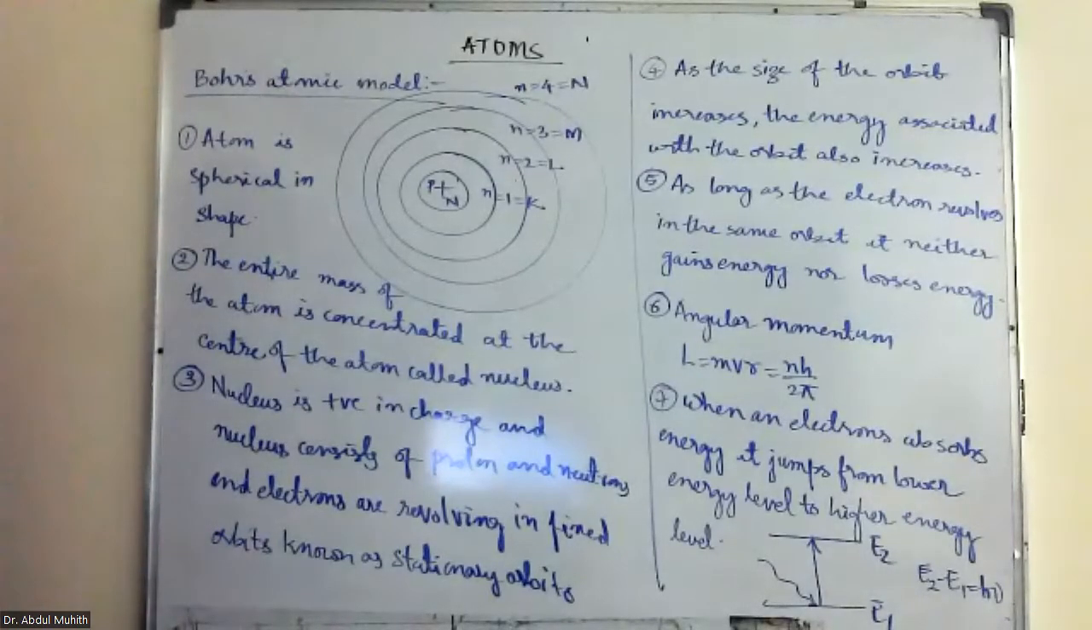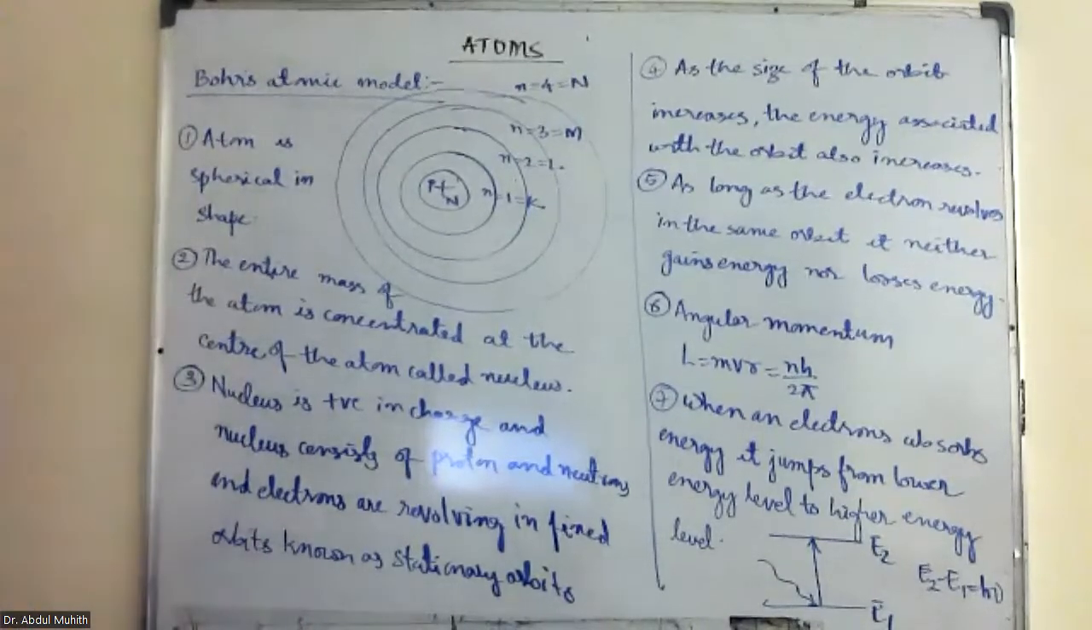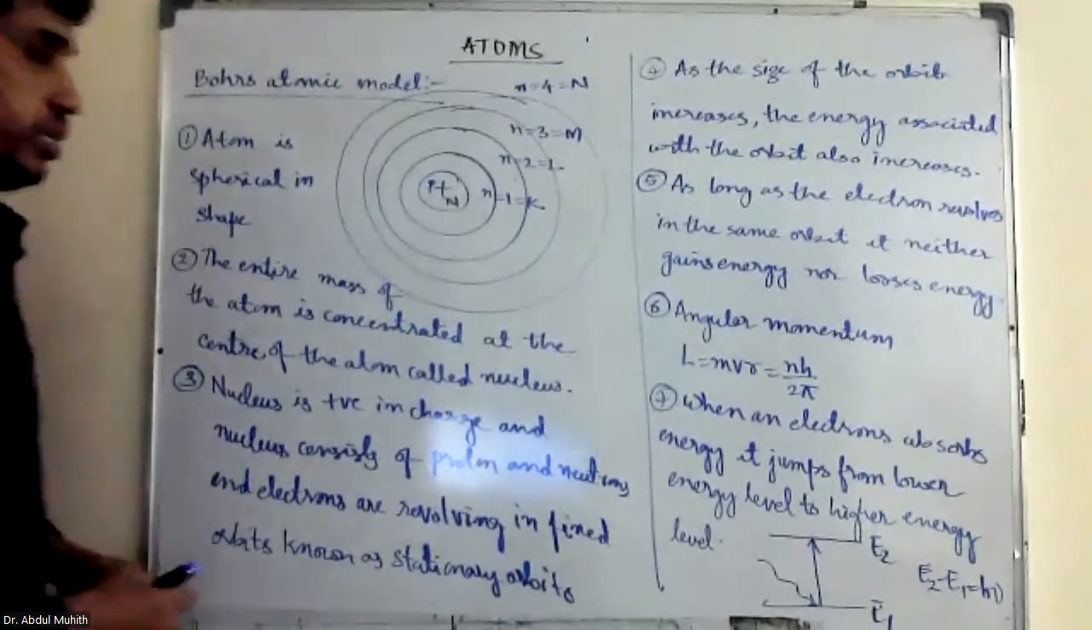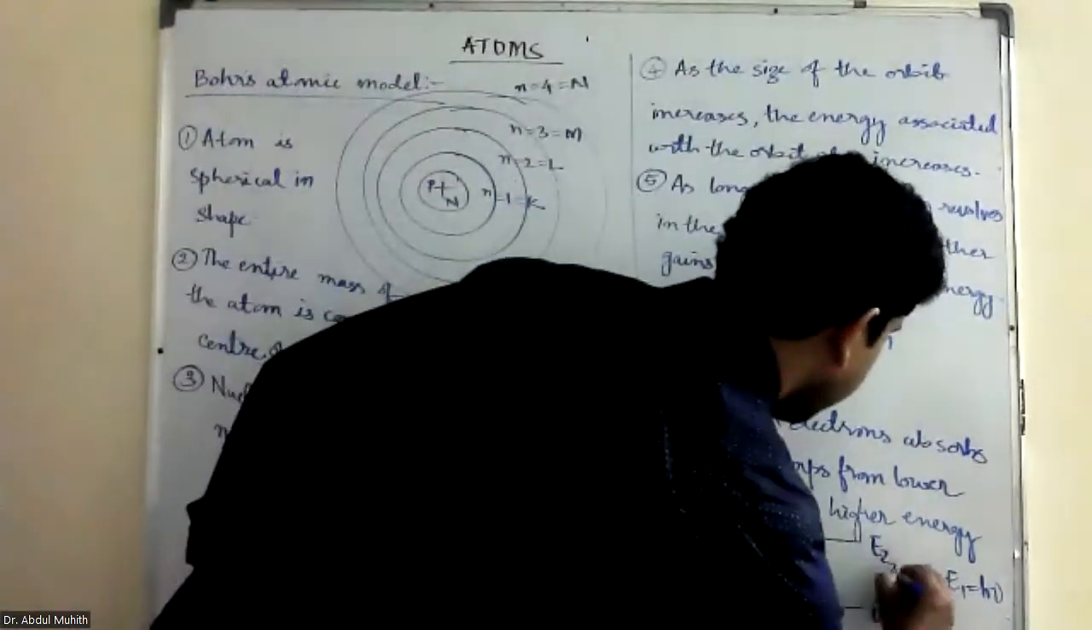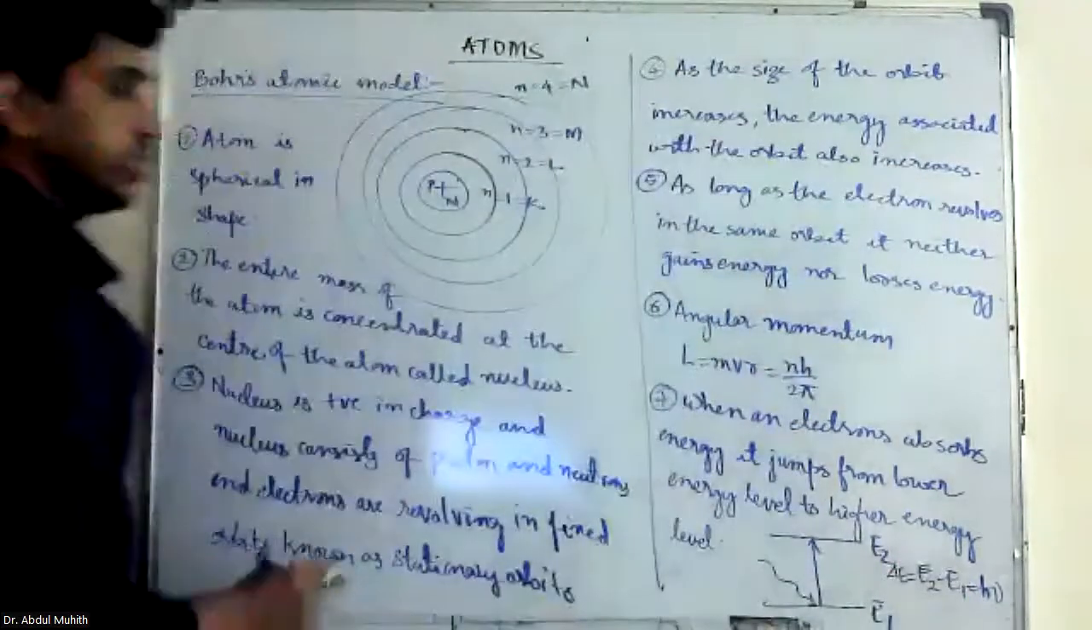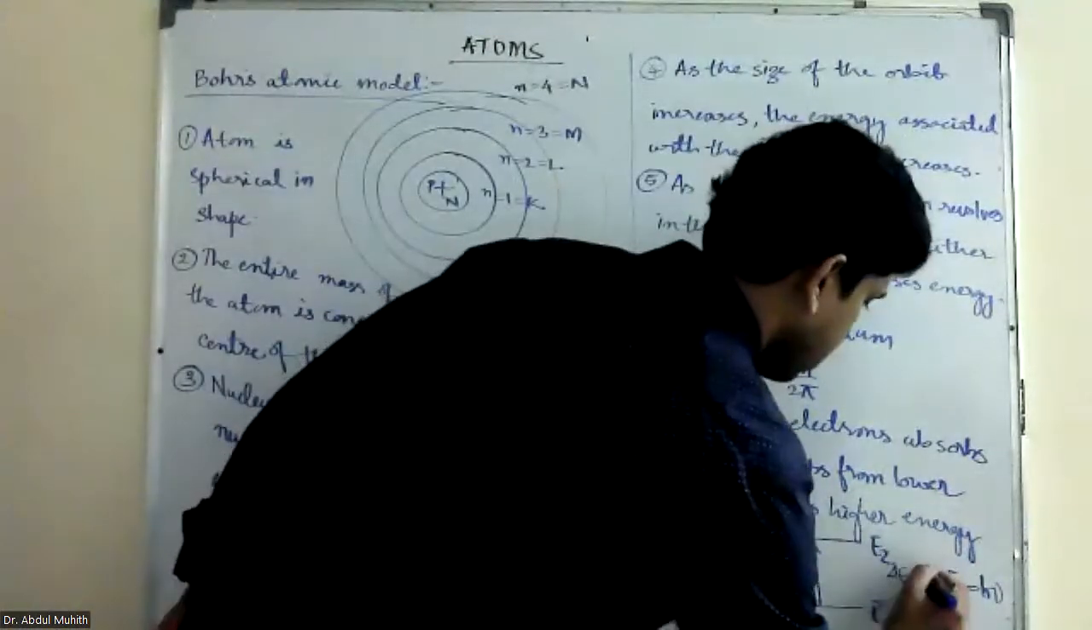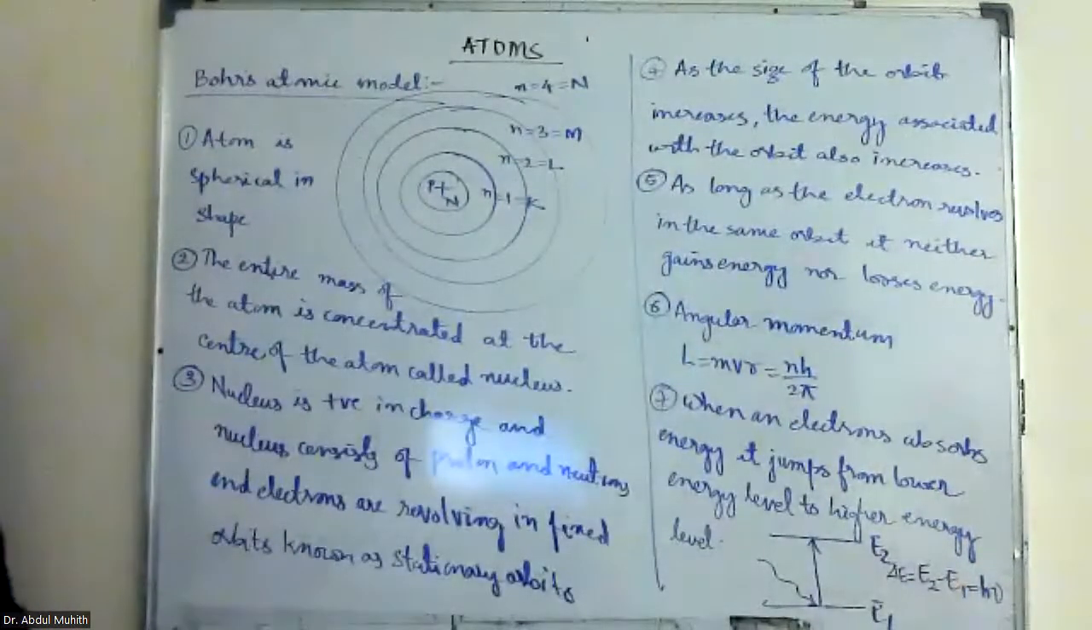Please copy this. If you have any doubt, ask me, please. So I can write delta E instead: delta E is equal to E2 minus E1, which is equal to h nu.